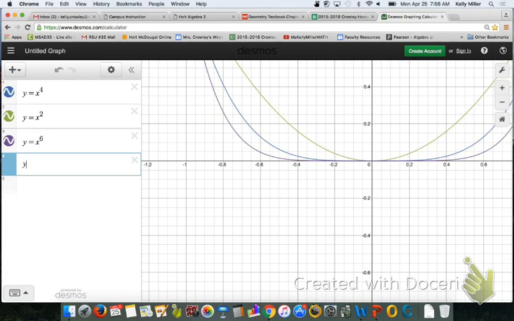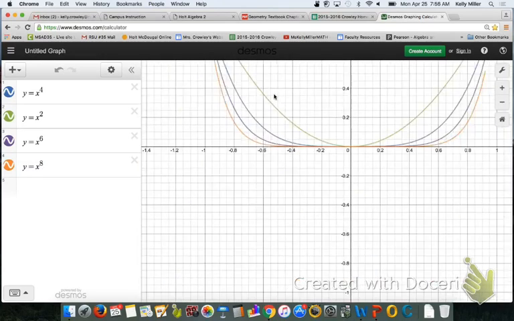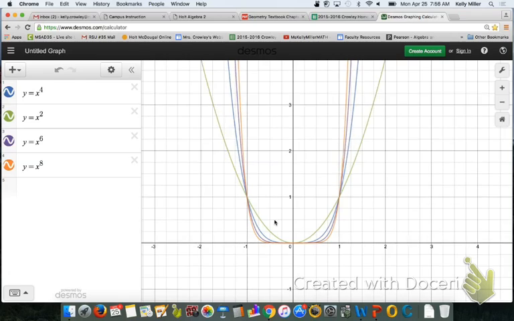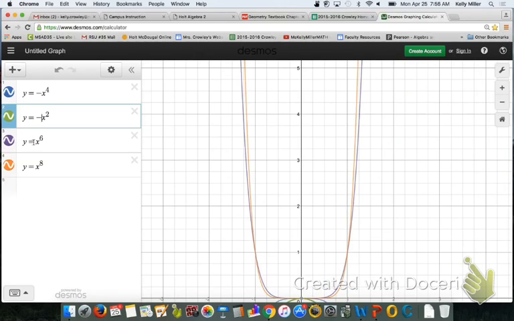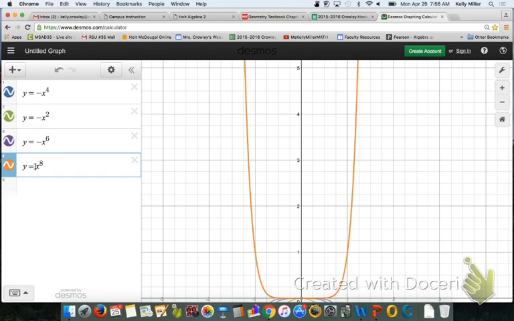If I went with a degree of 8, what's going to happen? Super flat. Yeah, it's getting more flat as we go. But it still has the same left and right behavior, right? They're both going up on the left and they're both going up on the right. Do we see that? If I put negatives in front of all of these, what would happen to all of them? They're all just going to flip and go upside down. Good.